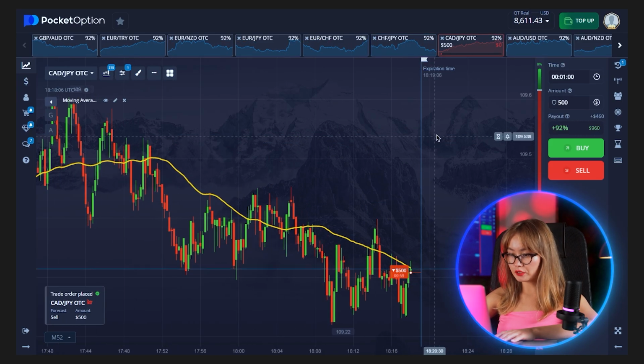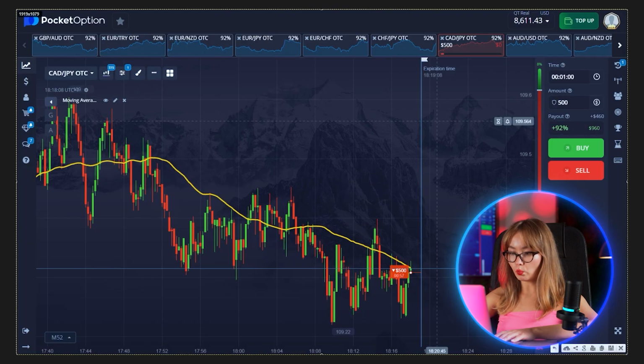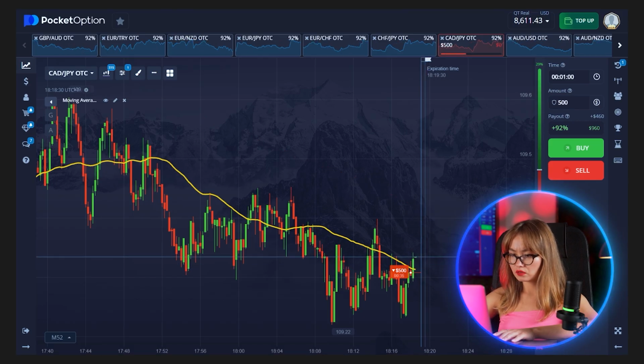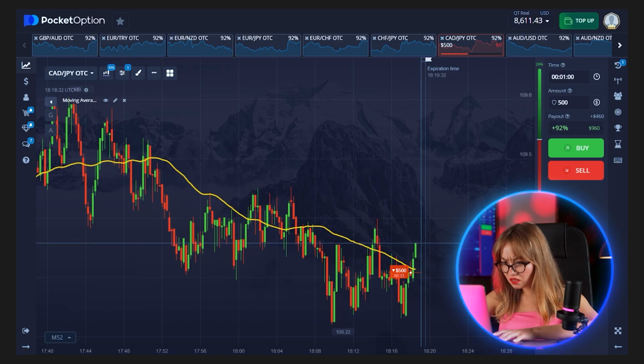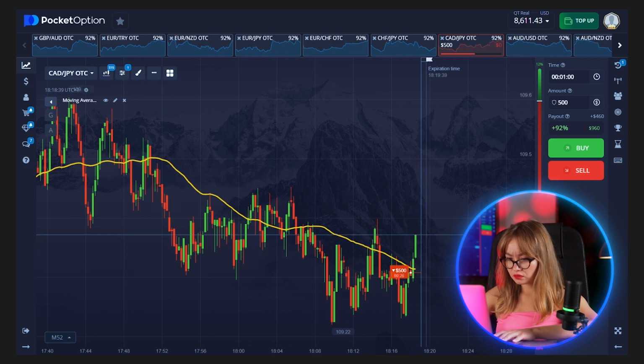Alright, great. I open a short trade here. You can probably see why, but I'll explain anyway. There is a downtrend, the price touched the moving average. And let's watch. Where are you going? The trend broke at this point.